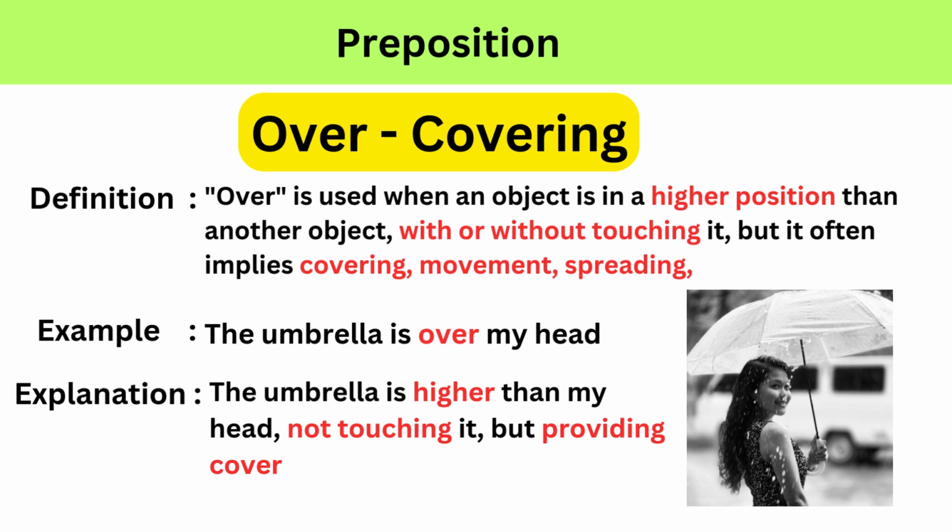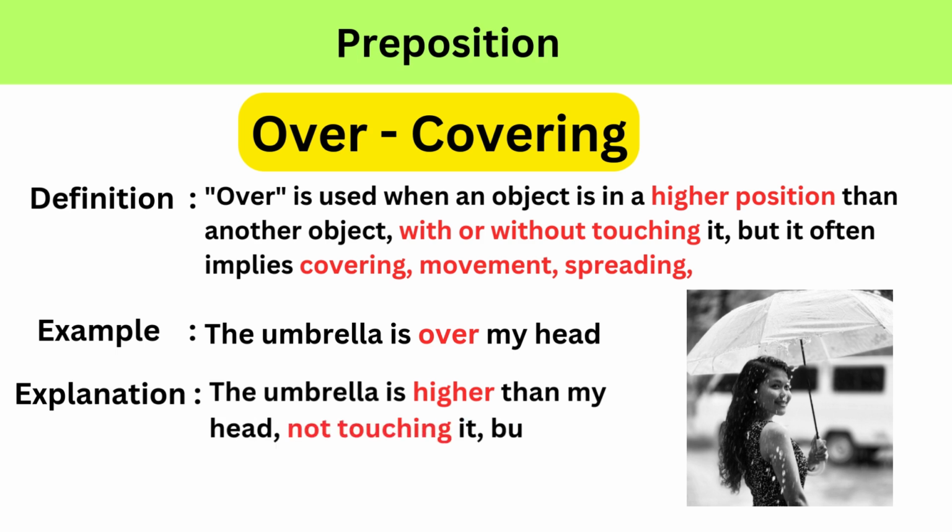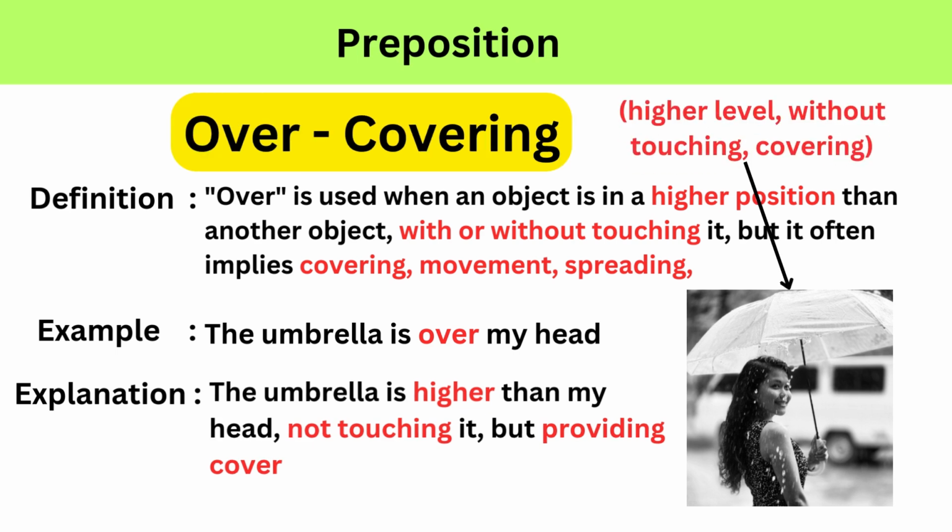Here we use over because, as seen in the image, the umbrella is higher than my head without touching but providing cover. Thus, it matches the hint higher level without touch, covering or protecting. So, we use over here.